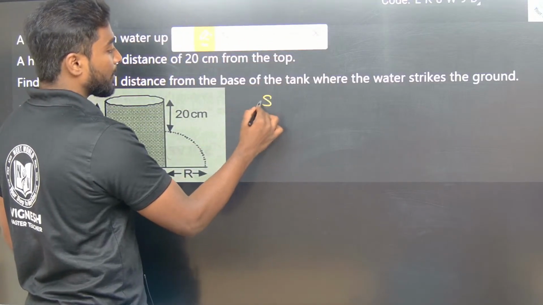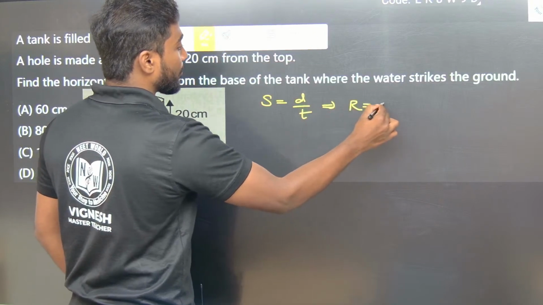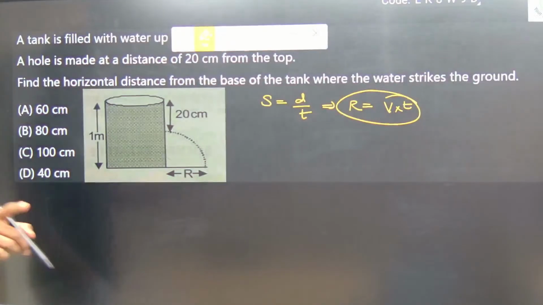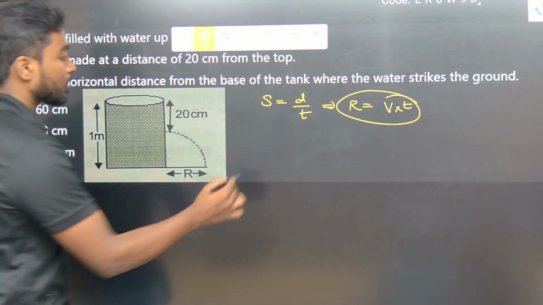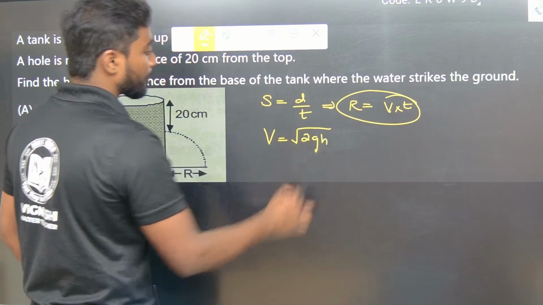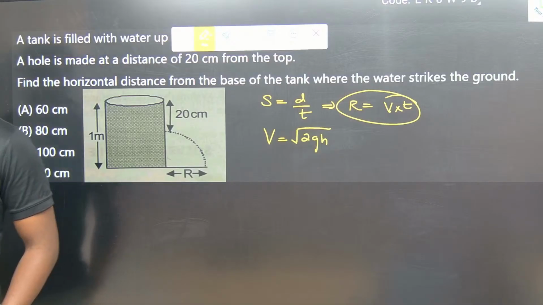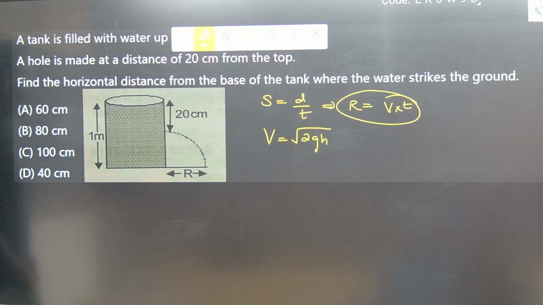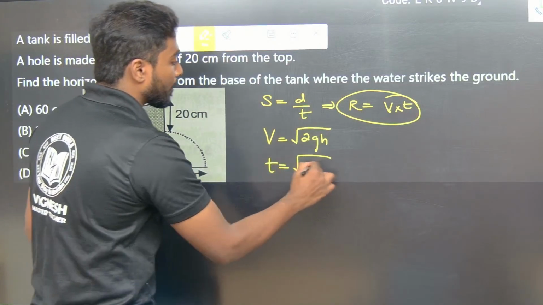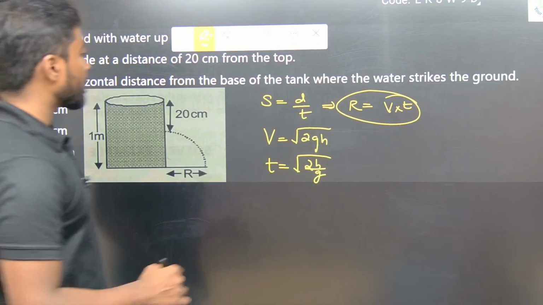Speed equals distance by time, where range is nothing but velocity into time. So I need to find the velocity, and I need to find the time also. What will be the velocity? Root over 2gh. And for the time formula, t equals root over 2h by g. From these two equations I can find the velocity.